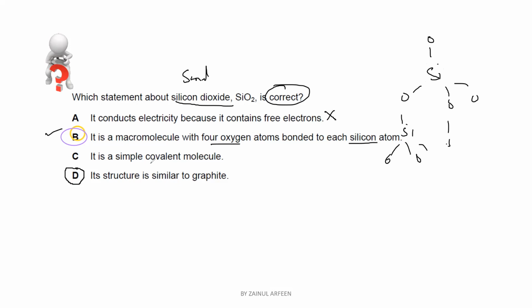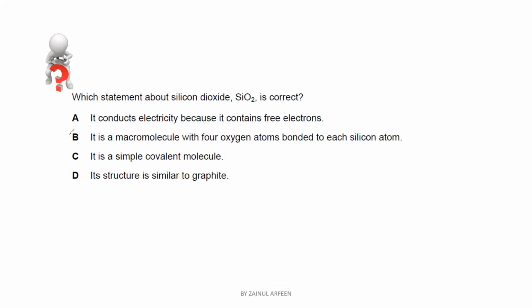Why not C? It is a simple covalent. No, it's not a simple covalent. It is a giant covalent structure or a macromolecule. And its structure is similar to graphite. No, it's not similar to graphite. It is similar to that of diamond. So that's why D is also not the right statement. The correct answer for this one is B.